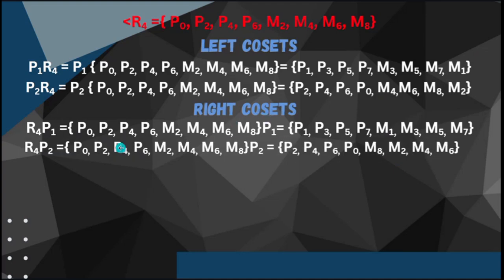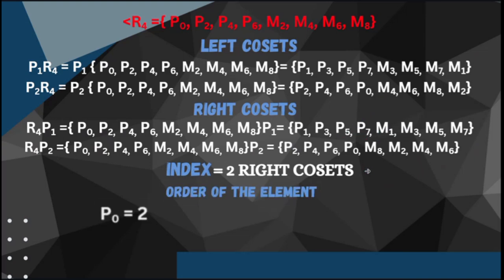Next, R sub 4 multiplied by row sub 2. The results are row sub 2, row sub 4, row sub 6, row sub 0, mu sub 8, mu sub 2, mu sub 4, and mu sub 6. The result of these two right cosets contains all the elements of our group. For index, we have 2 right cosets.